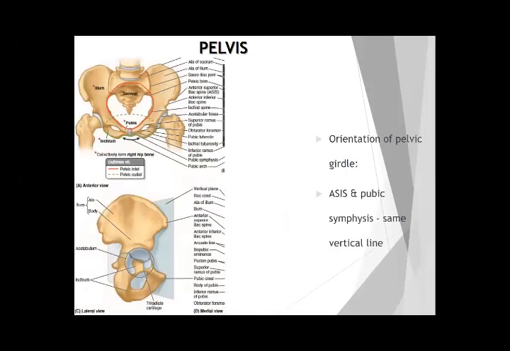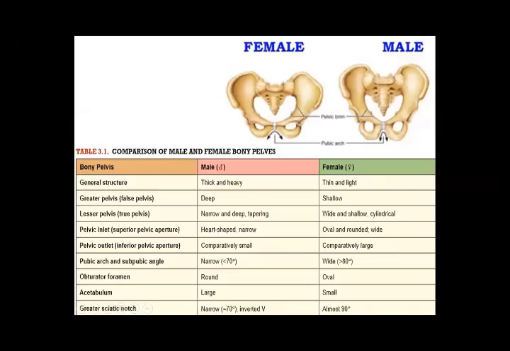How do you hold the pelvis? Orientation. You hold the pelvis in such a way that the anterior superior iliac spine and pubic tubercle are in one vertical line. So this is how you place the pelvis. Anterior superior iliac spine and pubic tubercle in one line. Okay, fine.